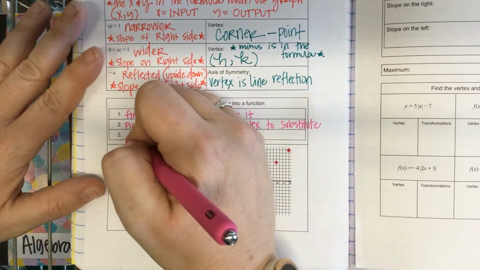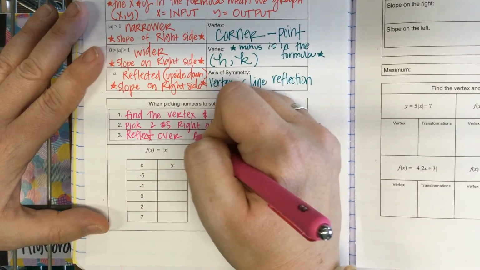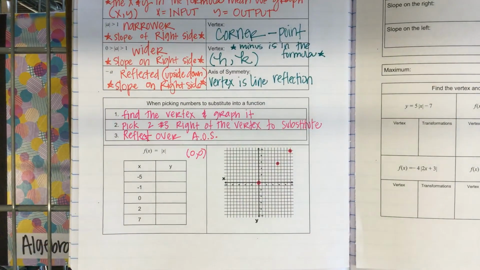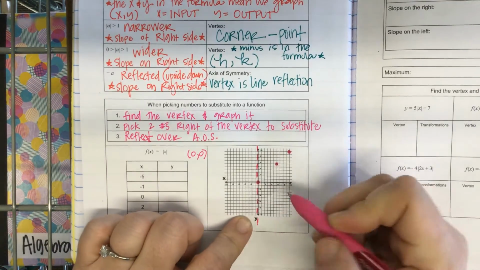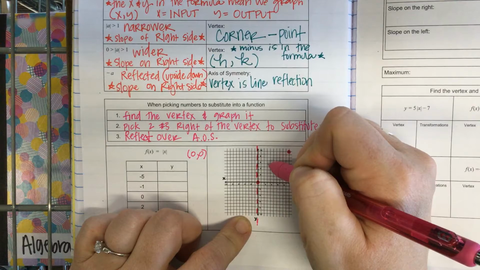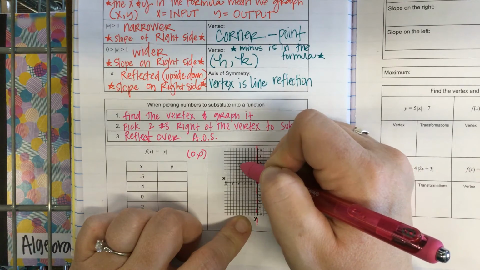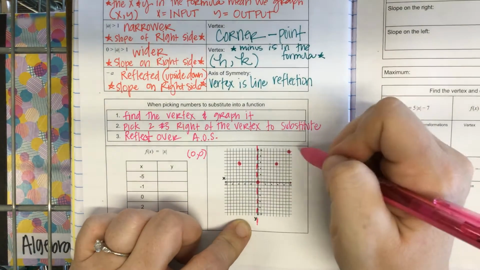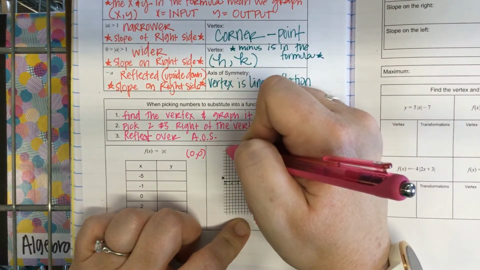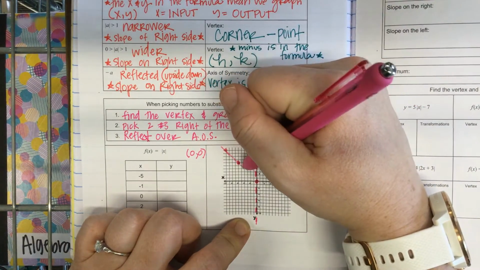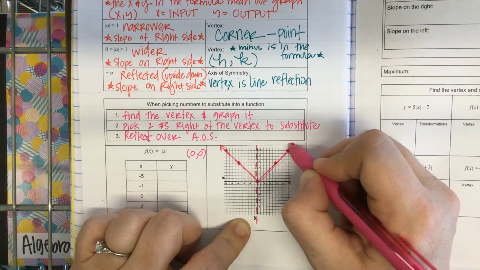Step 3. Reflect over the axis of symmetry, which is right here. This is my vertex. This is my line of symmetry. So this is 1, 2, 3, 4, 5, 6. So it's going to go 1, 2, 3, 4, 5, 6. This one is 10. 1, 2, 3, 4, 5, 6, 7, 8, 9, 10. It's going to go 10 spaces to the side. And there it is.